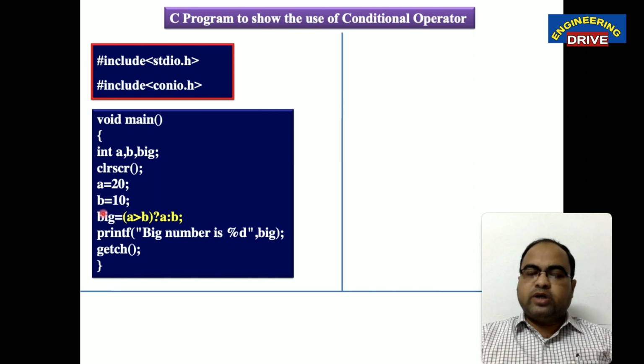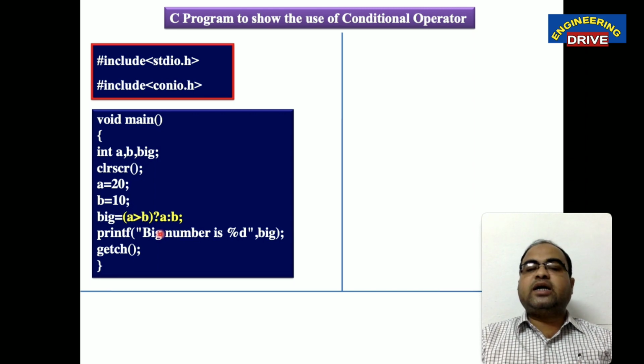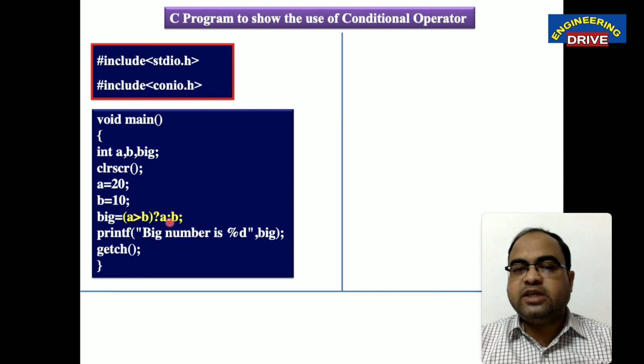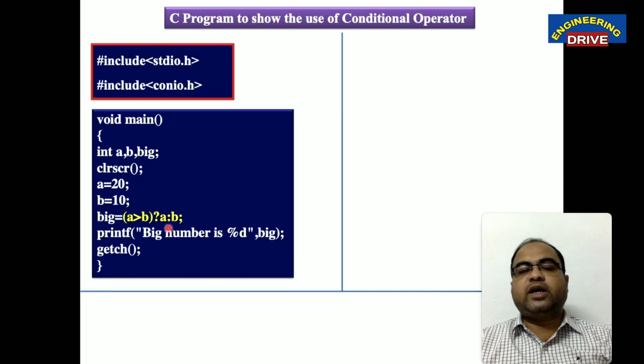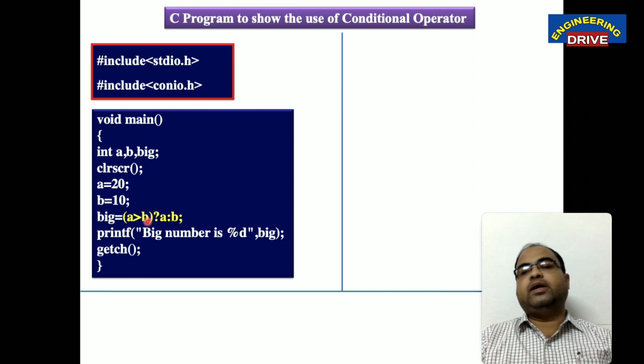That's all. So dear students, how the conditional operator works means, if expression 1 is true, control will go to the question mark part. If expression 1 is false, then the control will go to the colon part. This is how the conditional operator works. Why are we calling it a ternary operator? Because it is making use of three variables, big, A, B.